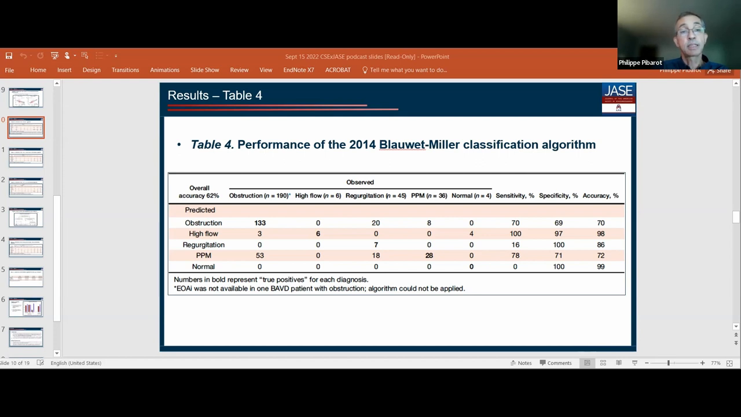So in this case, you see that you have somewhat more patients who are correctly classified, the true positive cases. But you still see that we have many patients that are misclassified as a prosthesis-patient mismatch versus obstruction. This is always the most challenging again. And also some patients with regurgitation that were misclassified as obstruction and vice versa.